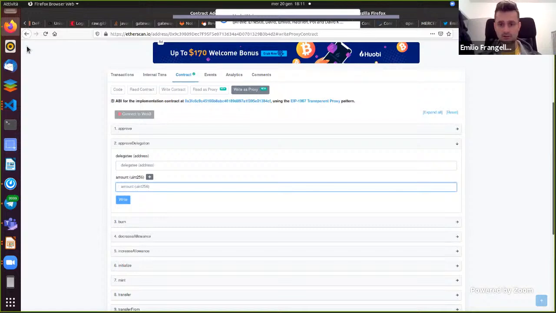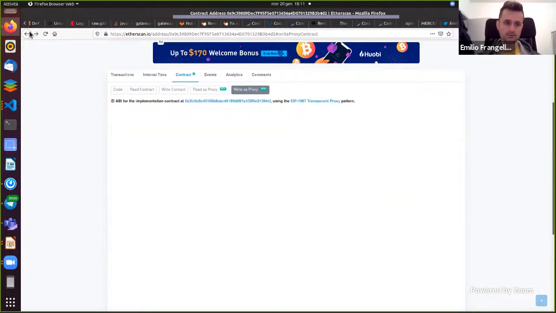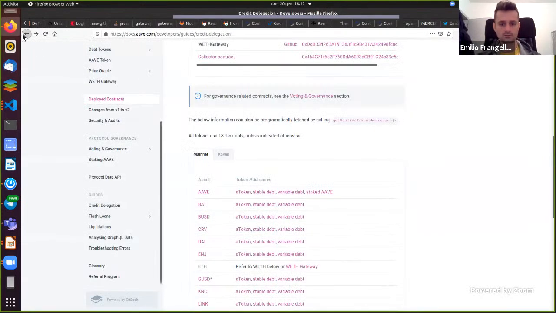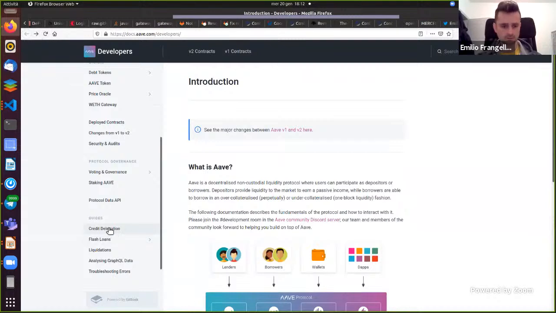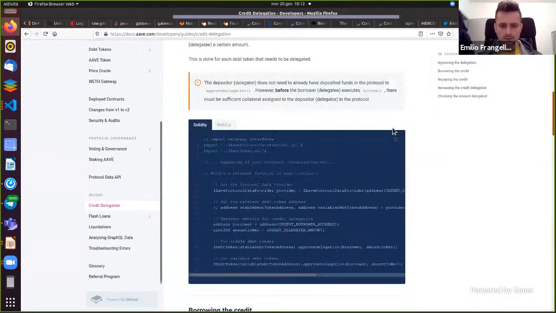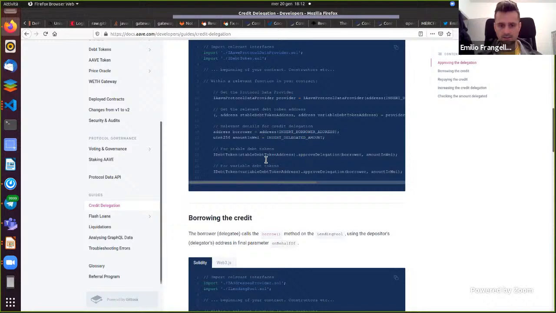And so you take the address of this contract, then you go back to the documentation, and we'll show you. Here you see it takes the stable debt token address, for example, the address that we took before, and then it calls approve delegation with the address of the person that you want to delegate to and the amount that you want to delegate. That's it. It's really, really simple, and it's really, really powerful.